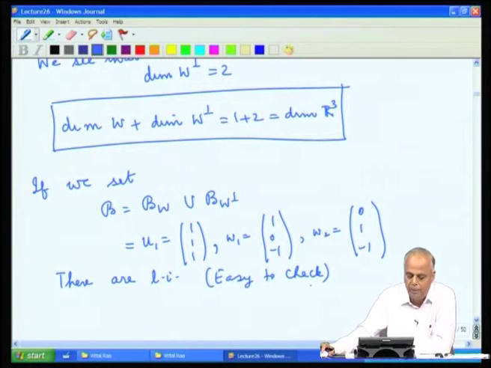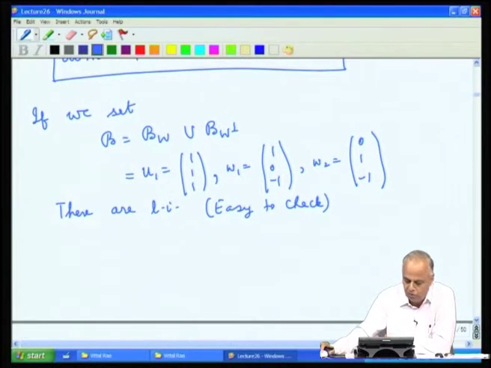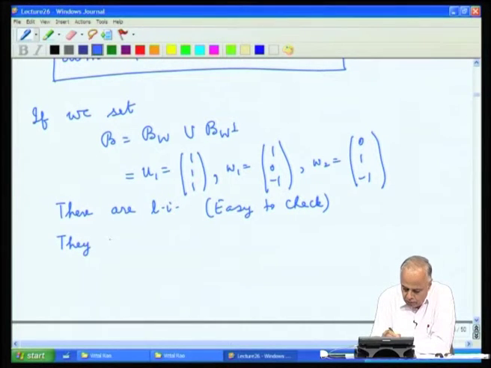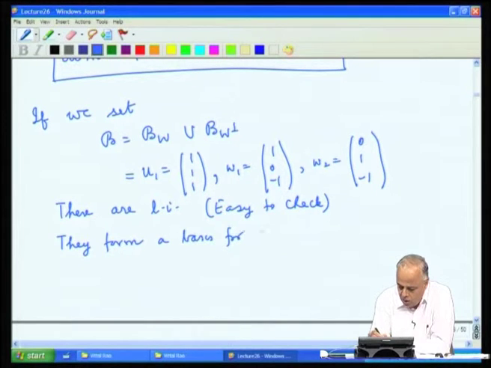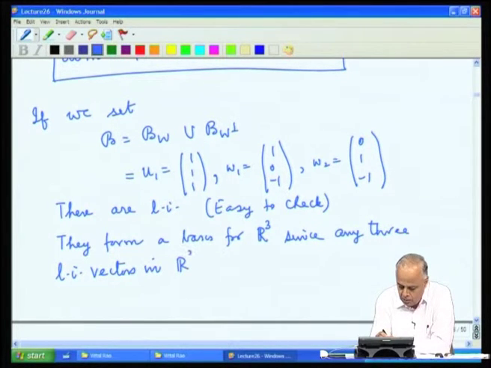These are linearly independent vectors, but we are in the space R 3. In R 3, since the dimension is 3, any 3 linearly independent vectors will form a basis. They form a basis for R 3, since any 3 linearly independent vectors in R 3 form a basis for R 3.